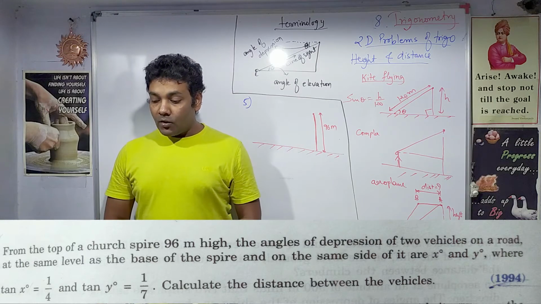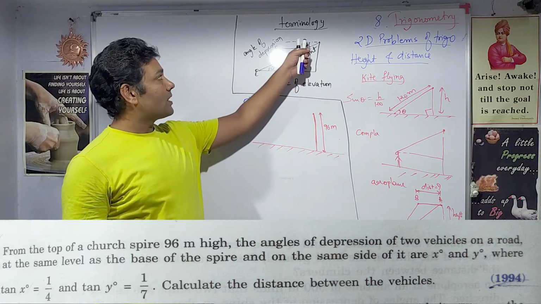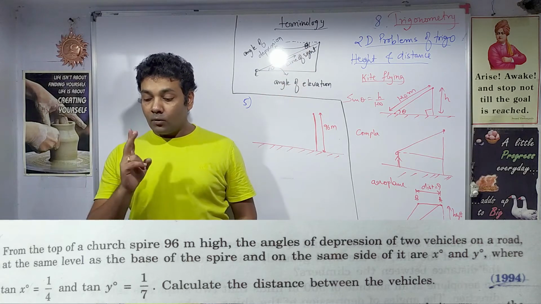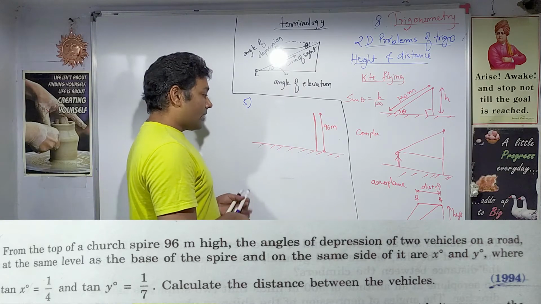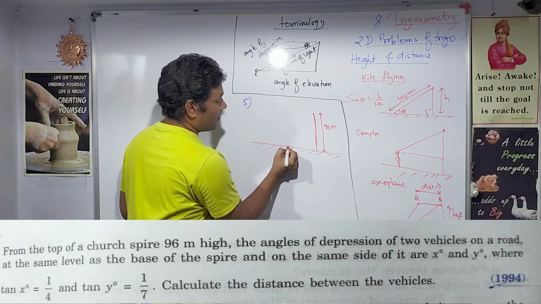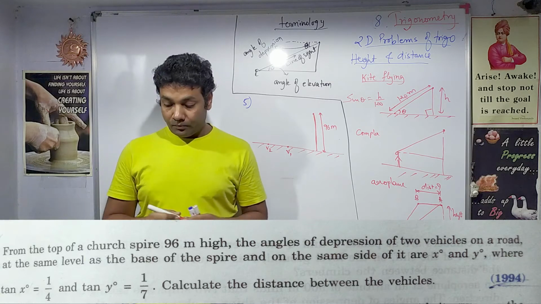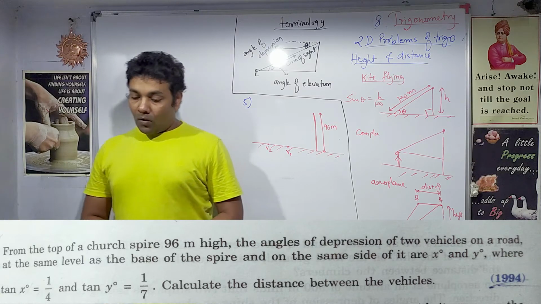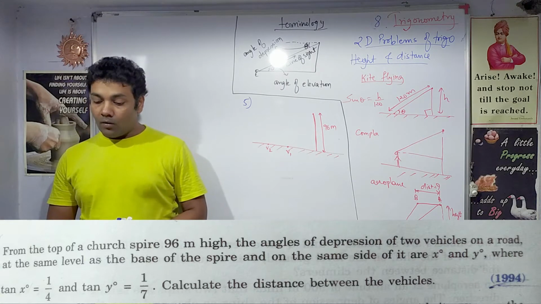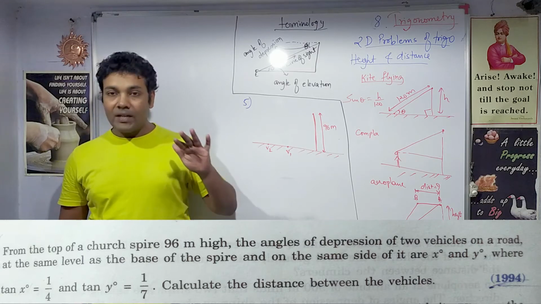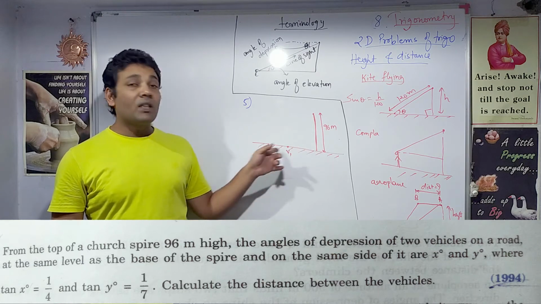The angle of depression of the two vehicles on the road. Angle of depression, so you must know this is the depression. So there are two vehicles; let us say this is the road, and on this road there are two vehicles. Here is vehicle 1 and this is another vehicle 2. From the top of the church spire, 96 meters high, the angle of depression of the two vehicles on the road at the same level as the base of the spire.